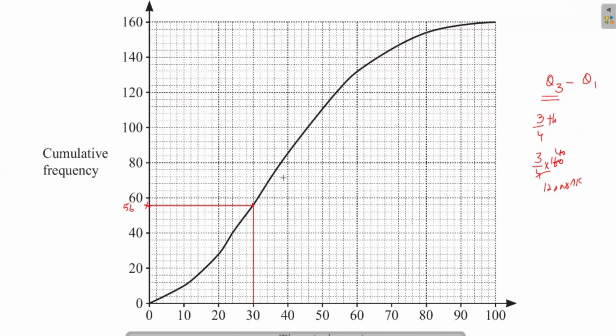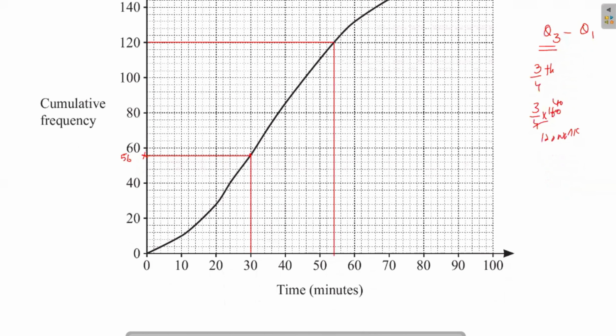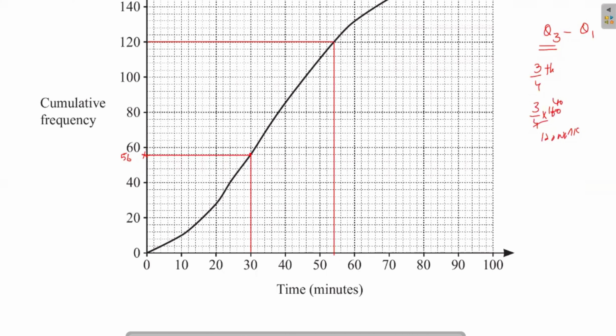We see the 120th worker time. Now you see here, we draw the horizontal line. This is the horizontal line. It intersects the curve at this position. Then we will draw the vertical line. This vertical line intersects the x-axis at this position, and this shows the 54 minutes, and this is 52 and this is 54. Therefore, 54 minutes is the value of Q3.